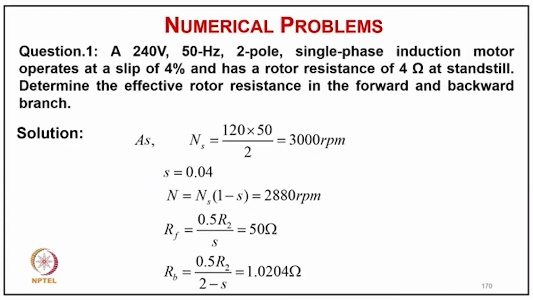Now coming to numerical problems. Question 1: a 240 volt, 50 Hz, 2-pole single phase induction motor operates at a slip of 4% and has a rotor resistance of 4 ohm. Determine the effective resistance in the forward and backward field.